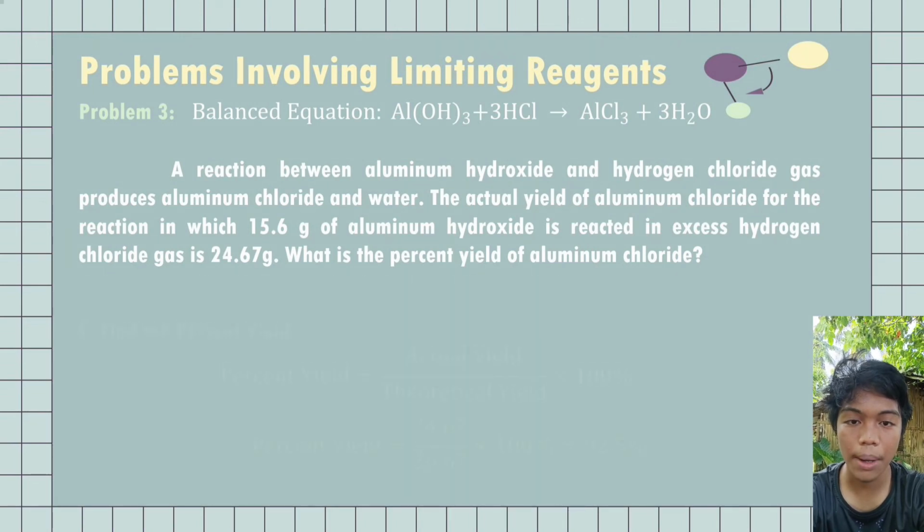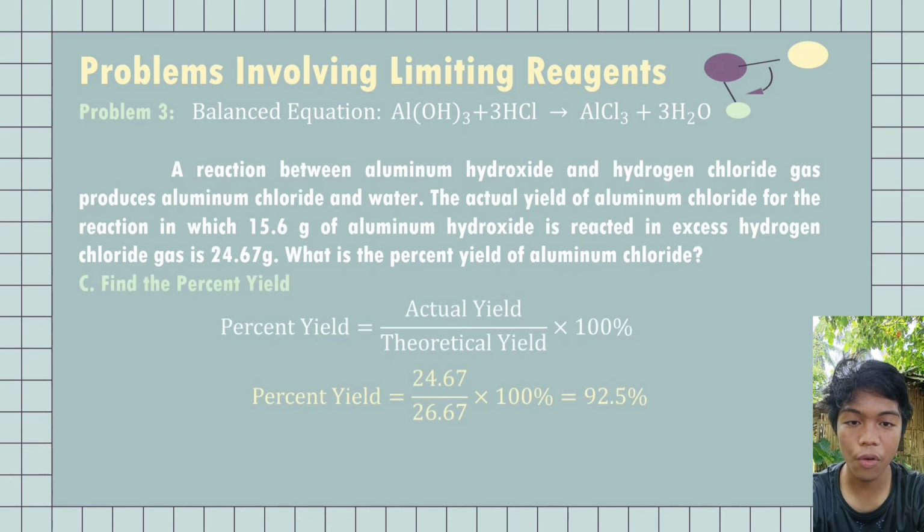Lastly, find the percent yield. The formula for percent yield is actual yield divided by theoretical yield multiplied by 100%. 24.67 divided by 26.67 times 100% is equal to 92.5%. The percent yield of aluminum chloride for this reaction is 92.5%.